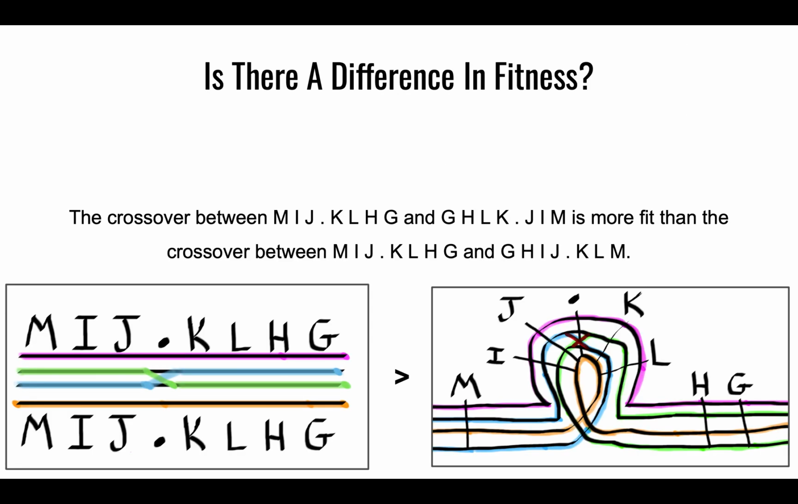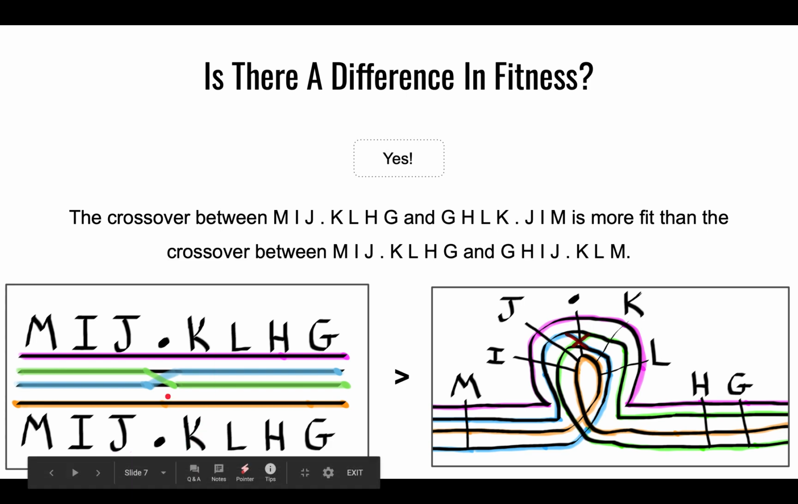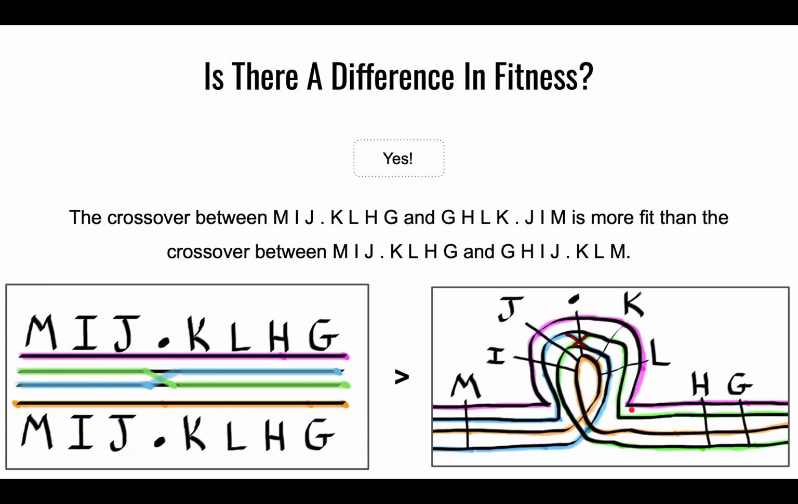Is there a difference in fitness? And the answer to that is yes, and that is because this cross on the left produced 4 out of 4 viable chromatids, while this over here on the right only produced 2 out of 4 viable chromatids. So the chromatids on the left are a lot more likely to survive and be able to reproduce, making them more fit.